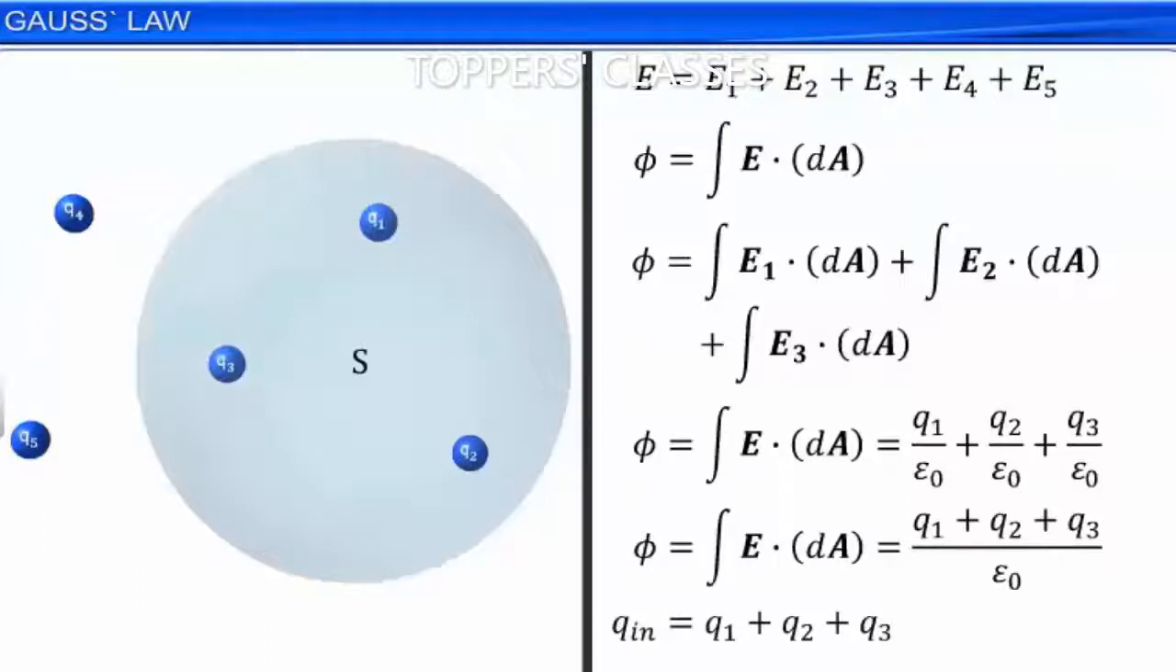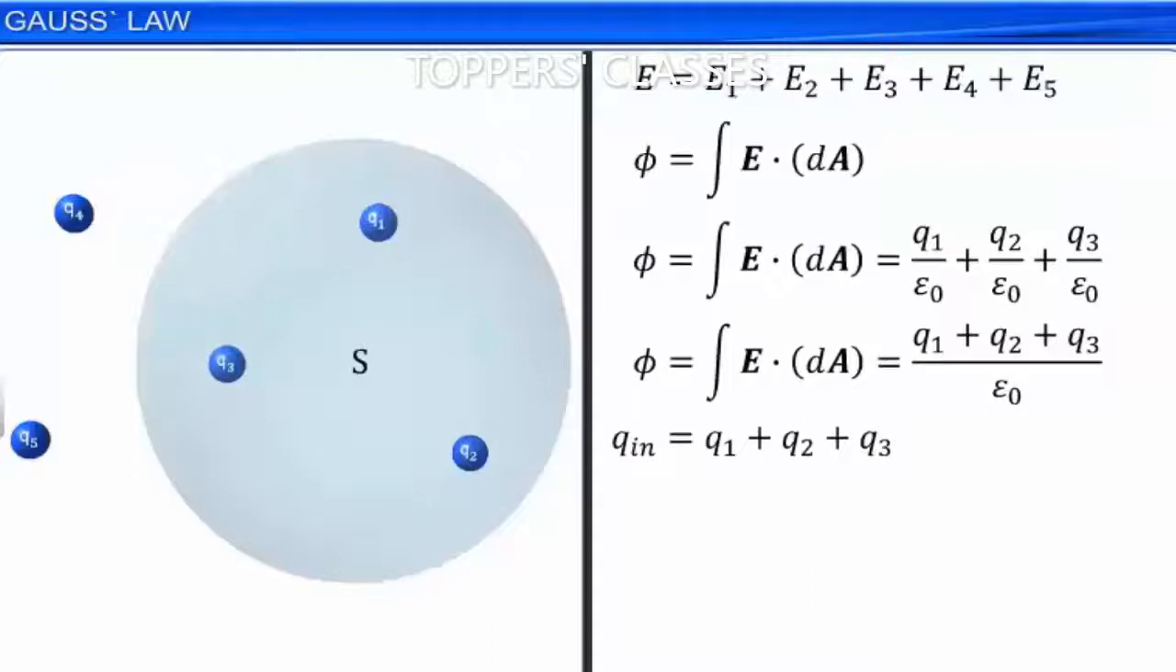Now the above equation for net flux can be written as phi is equal to integral E dot dA is equal to Qin by epsilon naught. Let this be equation 6. It is important to note that the electric field strength appearing in equation 6 is the net electric field strength E due to all charges present within the Gaussian surface and also outside the Gaussian surface. But the charge Qin appearing in the above equation is the charge within the Gaussian surface.